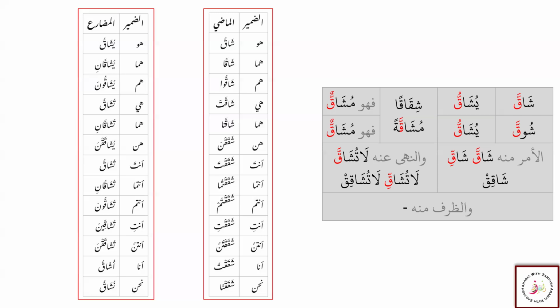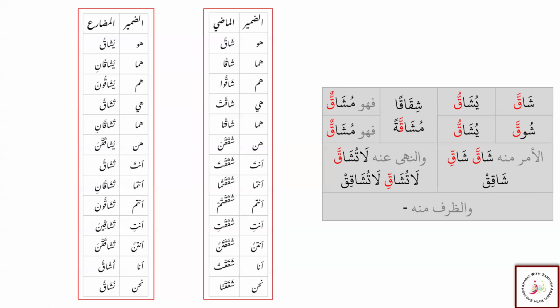For Faili Madi Shaka, here you can see: Huwa shaka, huma shakā, hum shakū, hiya shakat, huma shakatā, hunna shakakna. Again, see the splitting is going to happen here. You can see the splitting of the second and third root letters from hunna till nahnu for Faili Madi. Hunna shakakna, anta shakakta, antuma shakaktuma, antum shakaktum, anti shakakti, antunna shakaktunna, ana shakaktu, nahnu shakakna. So this is the Sarf Kabir for Faili Madi Shaka.